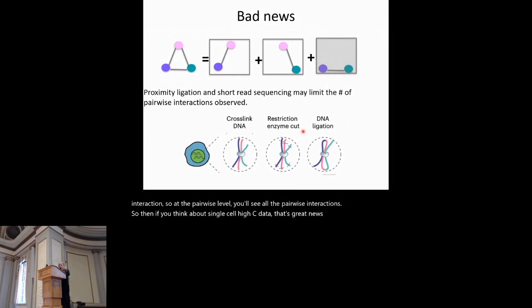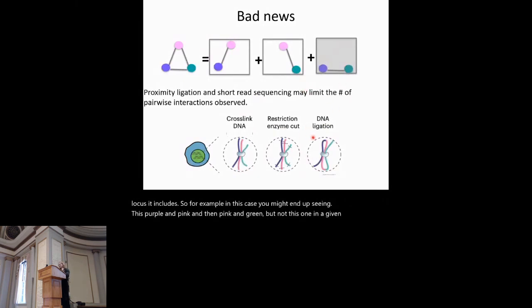But then if you think about how this data is generated, there's a ligation step that randomly ligates the fragments that are in the interaction. It's actually very unlikely that you are going to see all the pairwise interactions, especially as the multi-way interaction gets larger in the number of genomic loci it includes. So for example, in this case, you might end up seeing this purple and pink, and then pink and green, but not this one in a given cell.